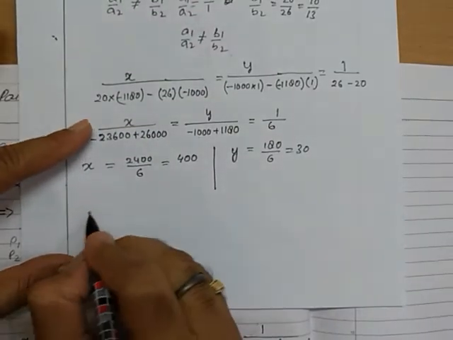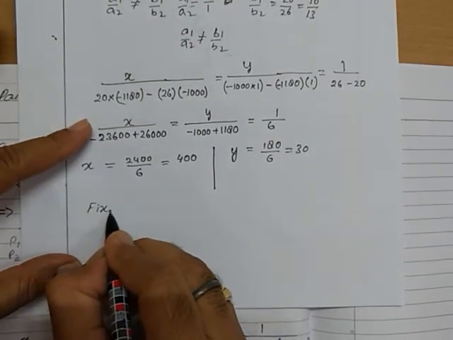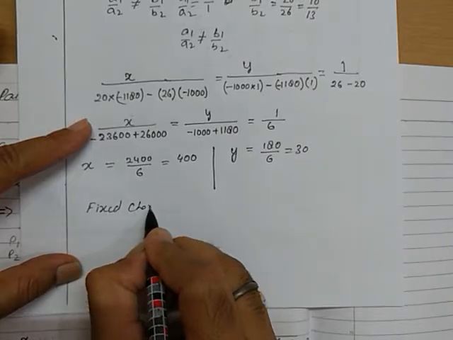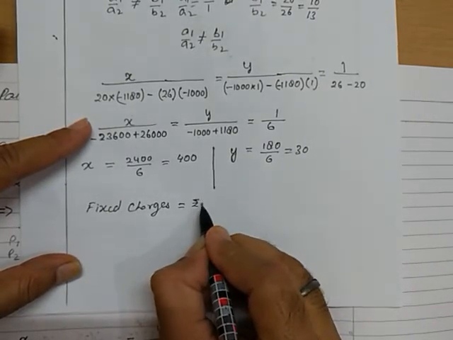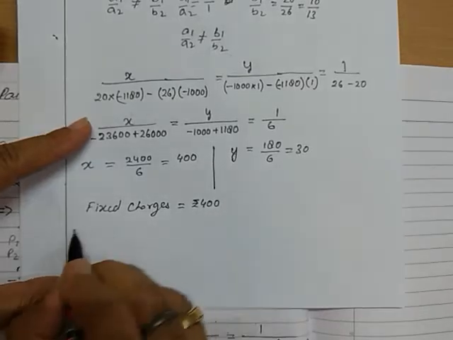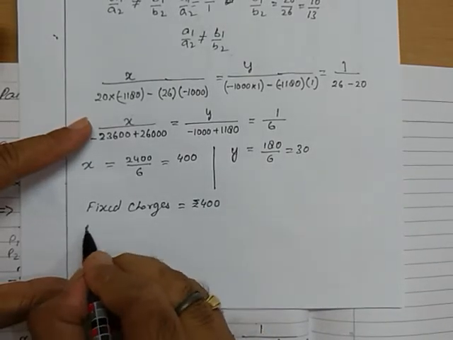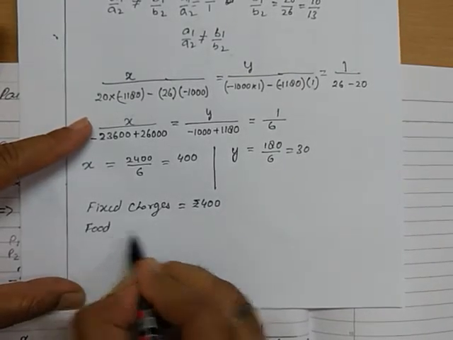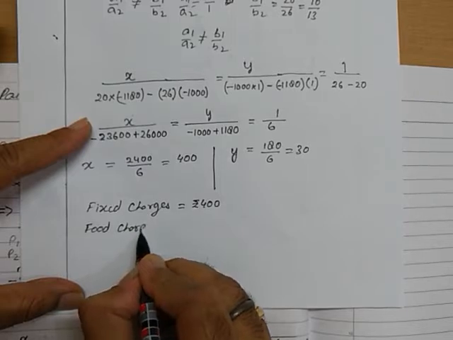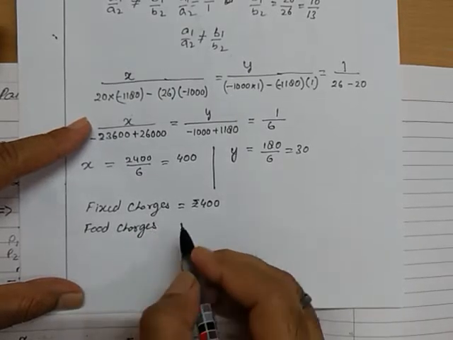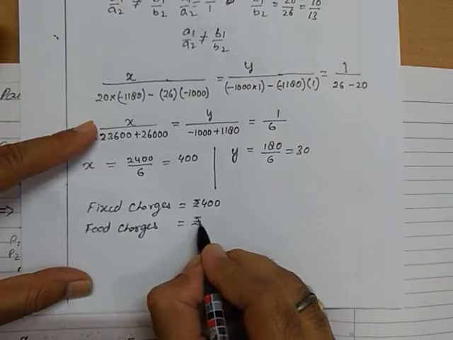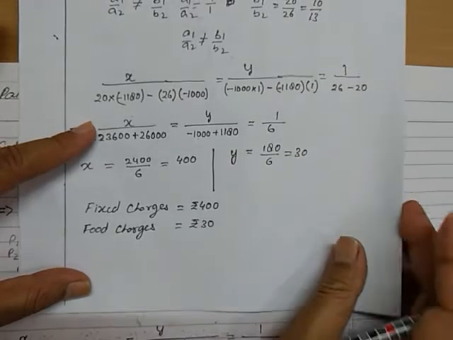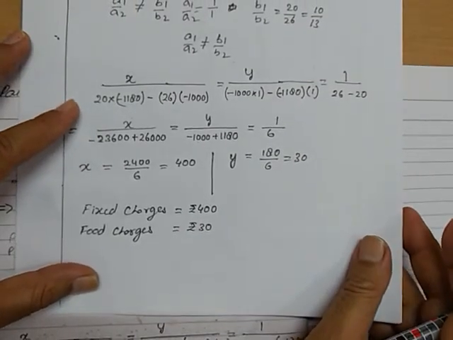The fixed charges, what will we get? Fixed charges will be equal to rupees 400, and food charges, or we can say hostel mess charges per day, will be equal to rupees 30. So this way you will do this kind of question.